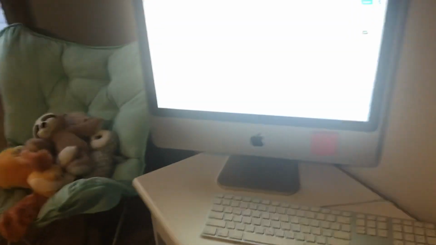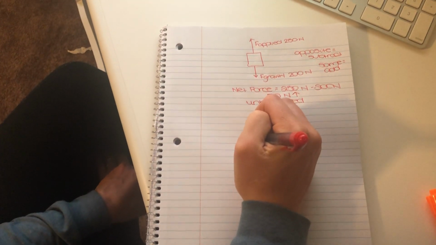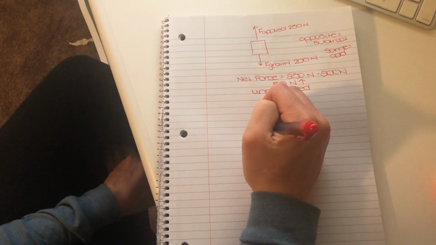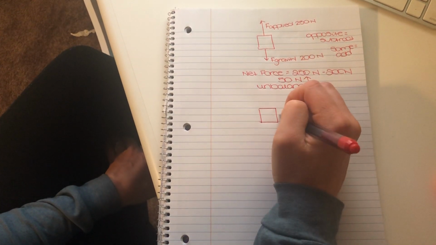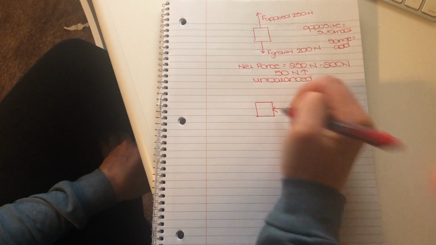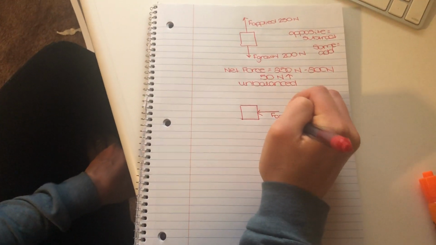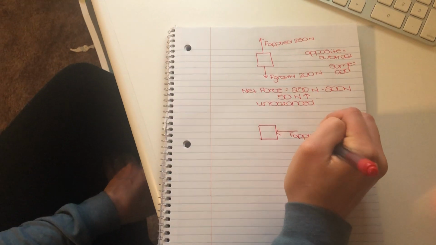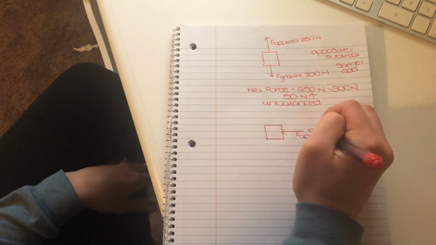All right, so let's go into the actual problems. Two science students are pushing a box, one on each side of the box. So I'm going to draw the box on the paper. Mason is pushing the box with a force of 10 newtons to the left. So Mason would be pushing this way, so I'm just going to draw the arrow on this side pointing to the left. And again, it's an applied force. It's Mason. He's pushing. And the force is 10 newtons.